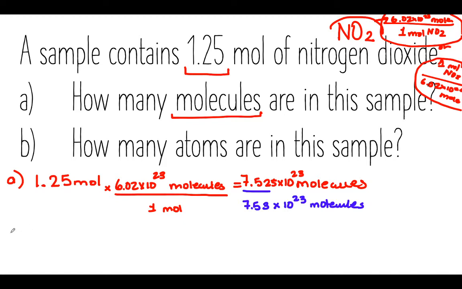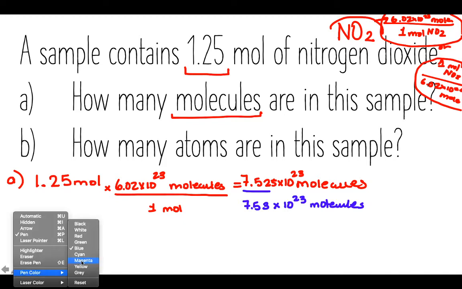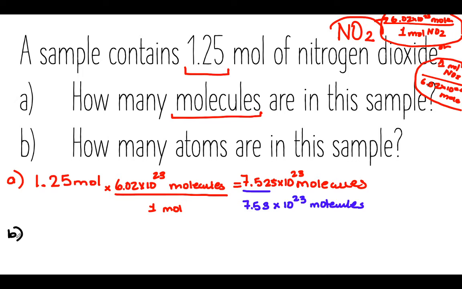Okay, let's look at part B. Part B is taking this a step further and asking how many atoms are in this sample. We already solved for molecules because that's the type of particle in this compound. Now, if you're given molecules and you're asked to find atoms, you have to identify a new conversion factor. So I'm going to write this over to the side.